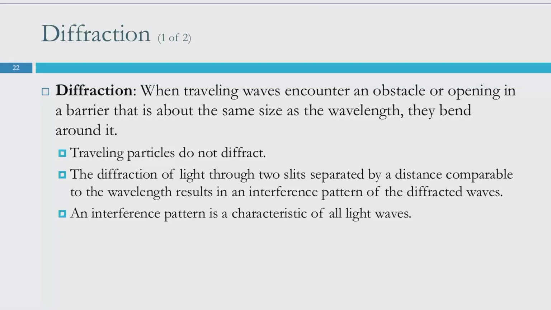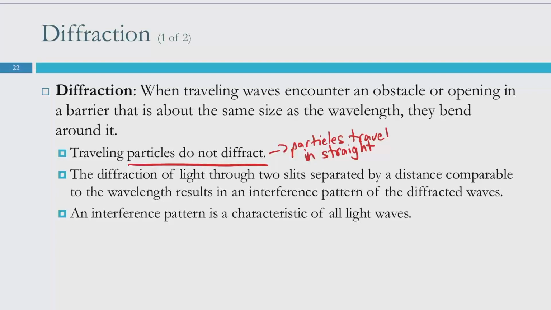Traveling particles do not diffract. Particles travel in straight lines, so they're not going to diffract. Think of like if somebody throws a baseball through a tiny little hole, or somebody hits a really good three-pointer and it goes straight through the basketball hoop, it doesn't magically diffract off to the side. It stays on its straight path, unless it hits something else.